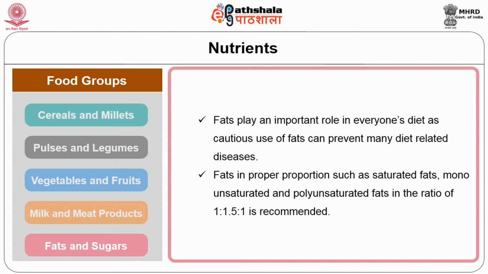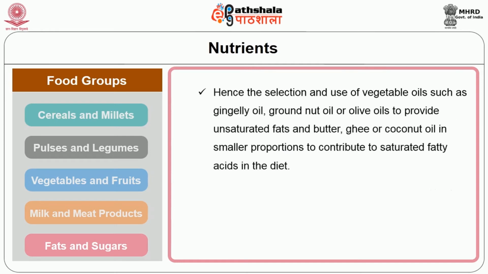Fats in proper proportions, such as saturated fats, monounsaturated fats and polyunsaturated fats in the ratio of 1:1.5:1, is a recommended allowance. Hence, the selection and use of vegetable oils such as gingerly oil, groundnut oil, olive oil, mustard oil, in order to provide the unsaturated fats, and butter, ghee or coconut oil in smaller proportions in the everyday diet to contribute to the saturated fatty acids, will make the menu a balanced one.